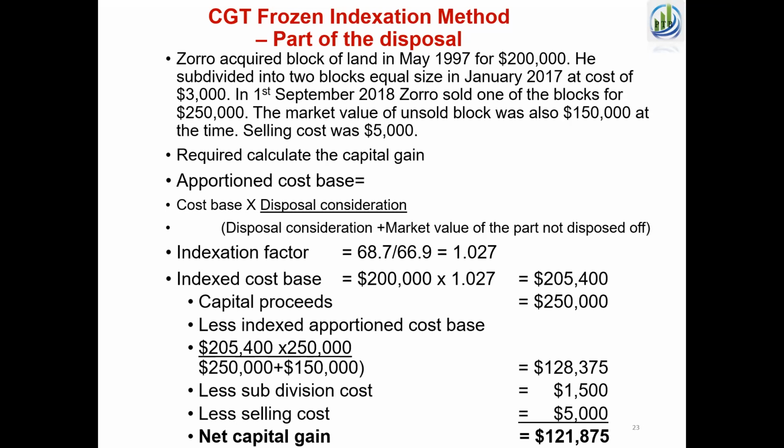So the rest of the calculation is the same as what I explained in your previous example under the discount method. Now your land cost will be indexed to 205. The same apportionment rule applies: 400,000 is the total value of the land, 250 sold, 150 is market value. So your land cost is now 205,400, your sales price 250. So your land apportionment cost base is 128,375, 1,500 and $5,000. Your net capital gain will be 121,875. Most probably you may prefer to use the discount method for this example.